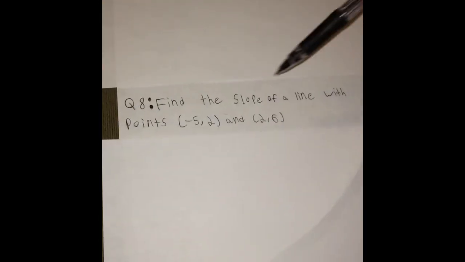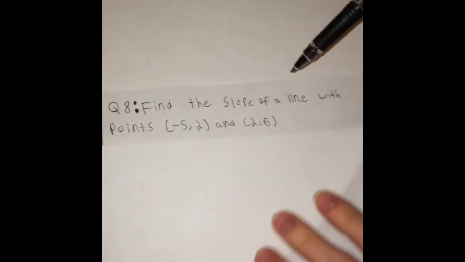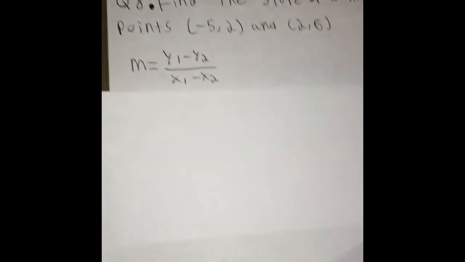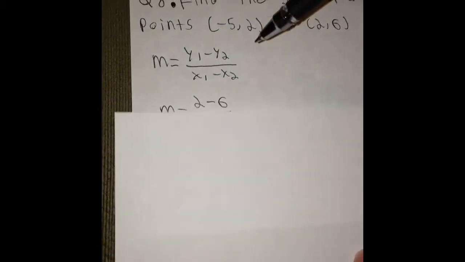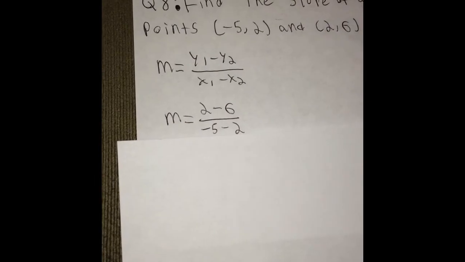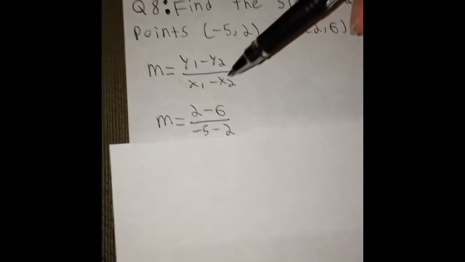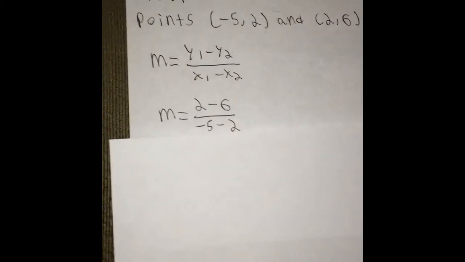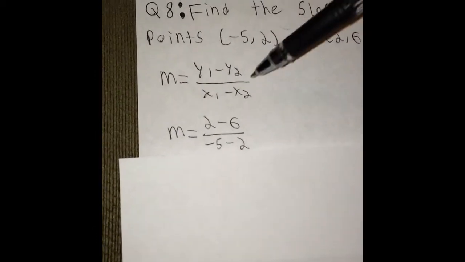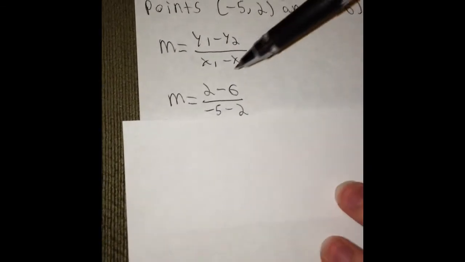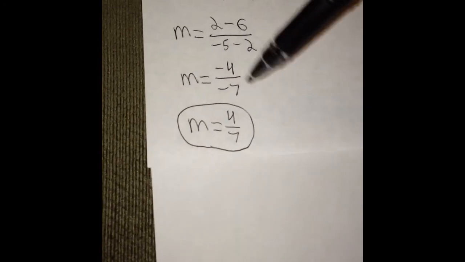Find the slope of a line with points negative 5, 2, and 2, 6. So you can pause the video here if you need time to solve it. You would start off by writing the slope formula again, and for y sub 1, you would plug in the 2 here. And then for y sub 2, you'd plug in the 6. For x sub 1, you'd plug in the negative 5. And x sub 2, you'd plug in the 2. And you're left with that. And you can do 2 minus 6 for negative 4, negative 5 minus 2 for negative 7. And those negatives would cancel out, leaving you with a slope of m equals 4 over 7.